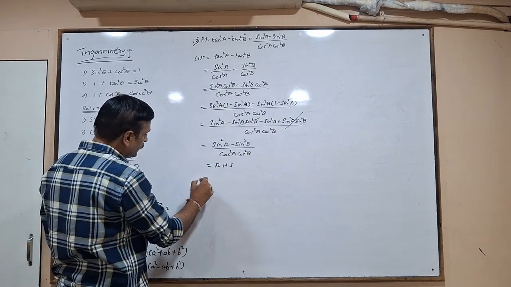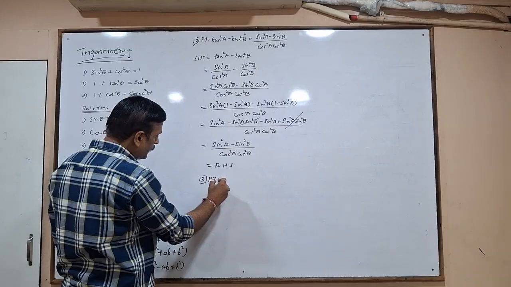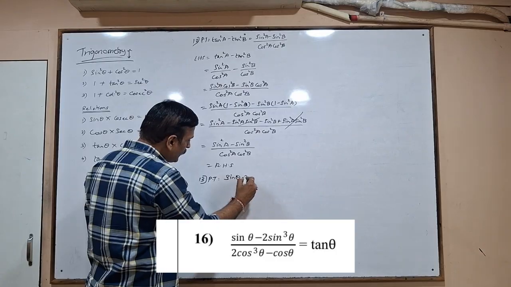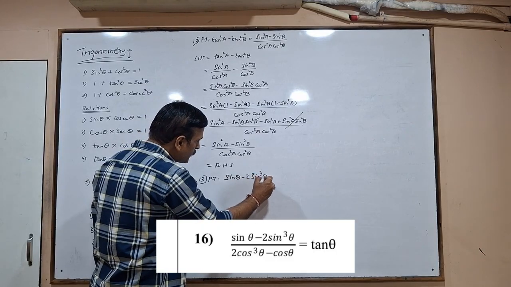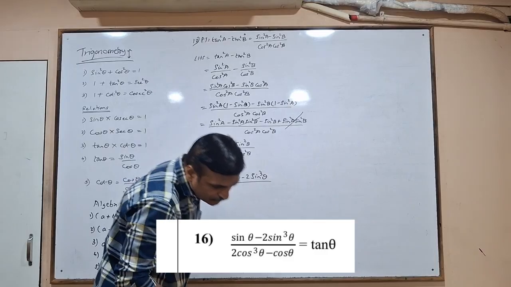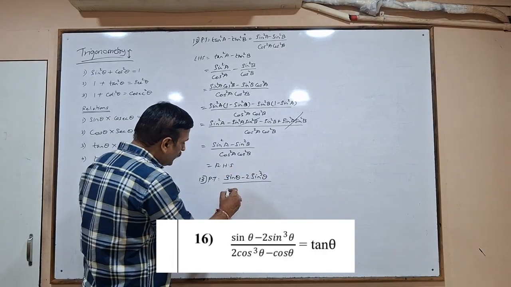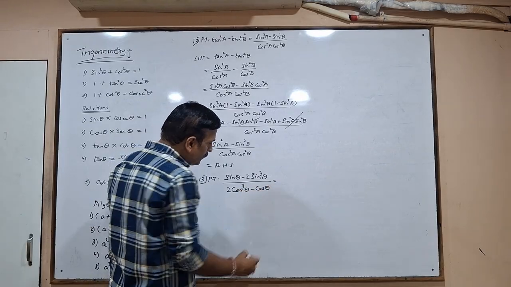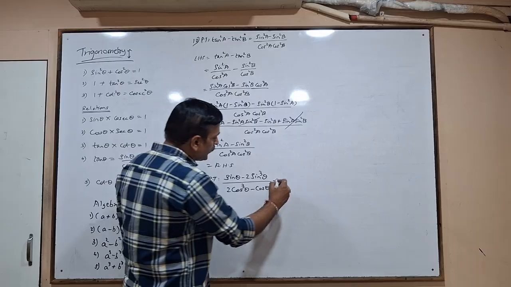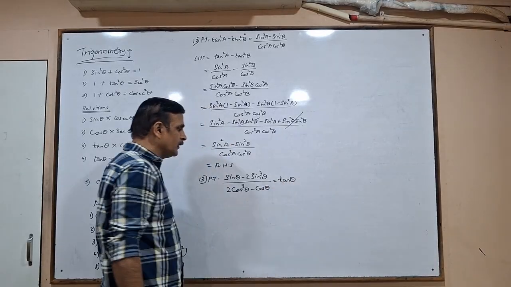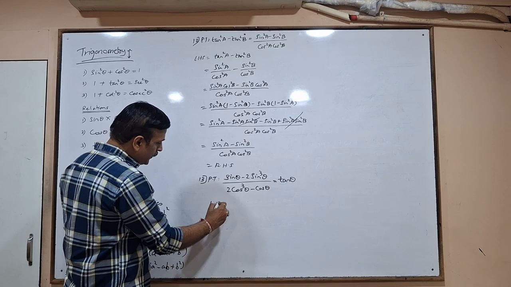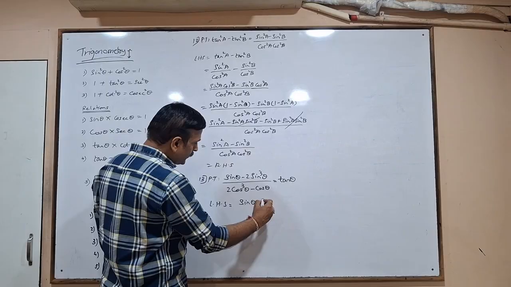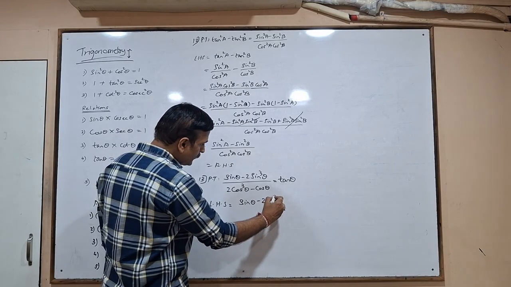Next question. Sin theta minus 2 sin cube theta upon 2 cos cube theta minus cos theta is equal to tan theta. Obviously, a single term is on the RHS, so I'll go with LHS.